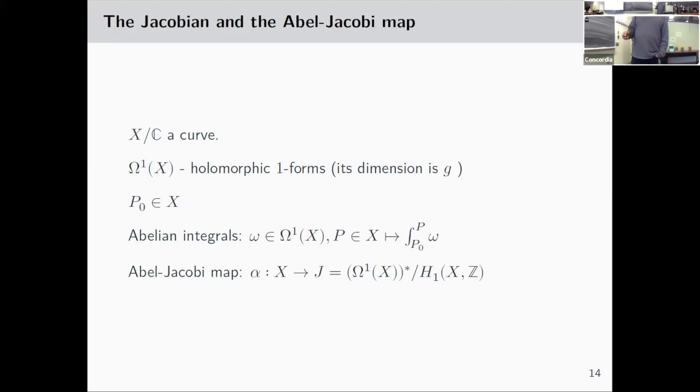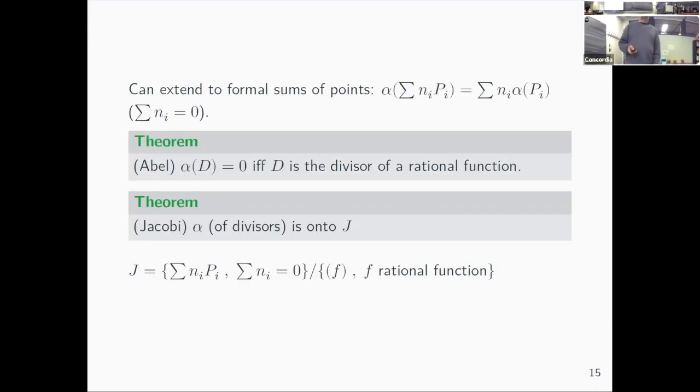So you get this map. This is called the Abel-Jacobi map. There are various generalizations of that. And this map is sort of linear, or it's additive, so you can extend this to sums of points. And in order to make this independent of the base point, you usually restrict to sums of points where the sum of the indices is 0. So you have this.